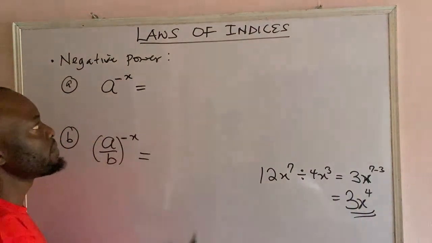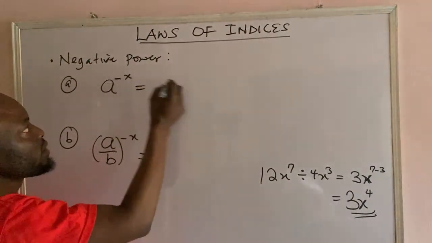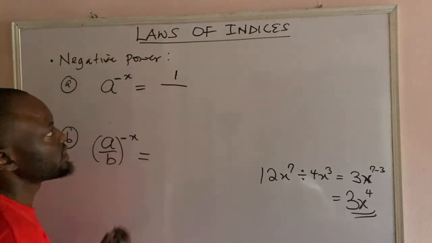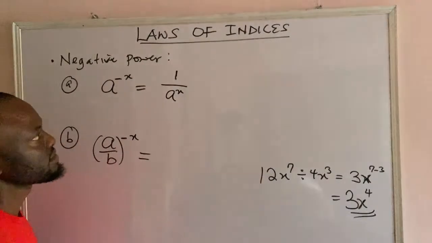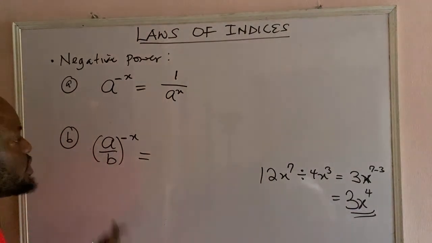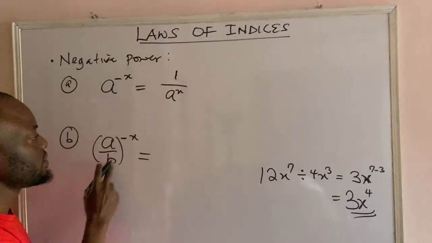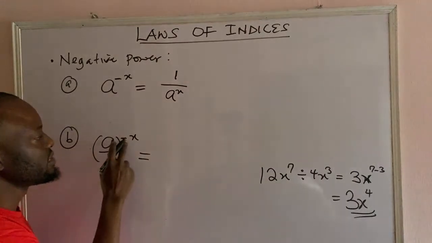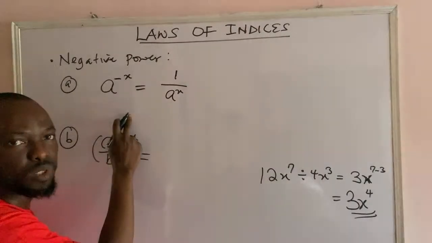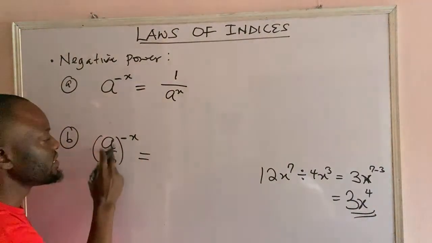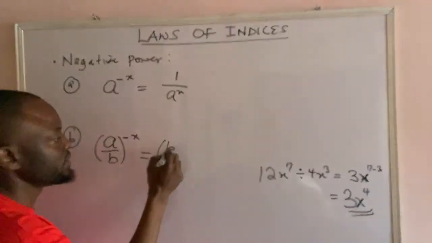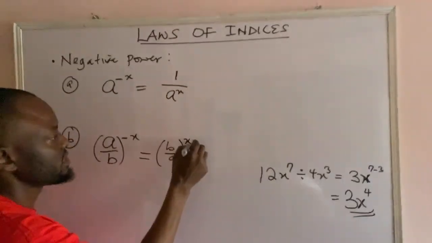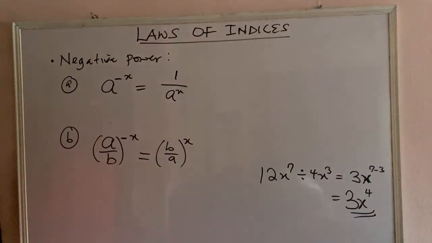So for a whole number base, the negative power will become 1 divided by, then you reproduce everything you have, a to the x. So that's your result. So for the second condition, for fractional base, the negative sign would disappear, and then the fractional base will become the inverse. In other words, it becomes b over a, raised to the power x.